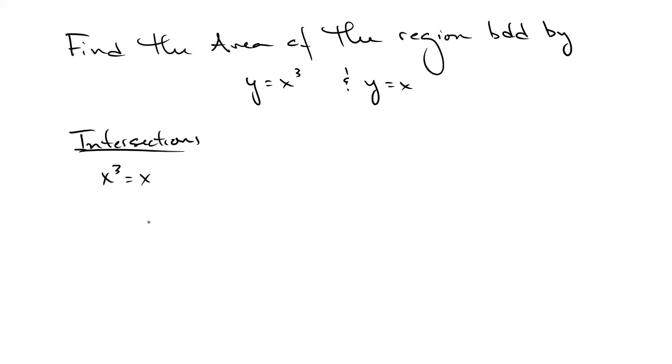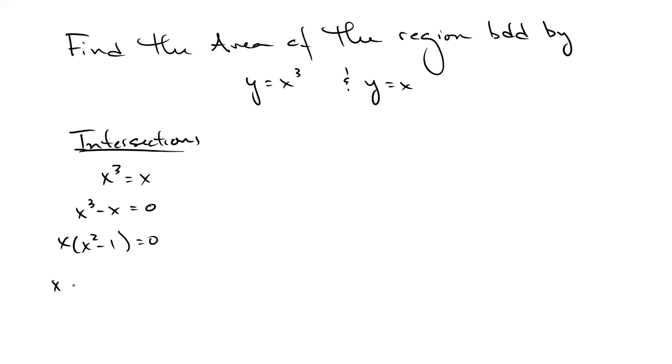A common mistake that's made here is dividing both sides by x. We don't want to do that. What we do want to do is subtract x from both sides, giving us that x cubed minus x equals 0. Factor out an x. We have x times (x squared minus 1) equals 0.